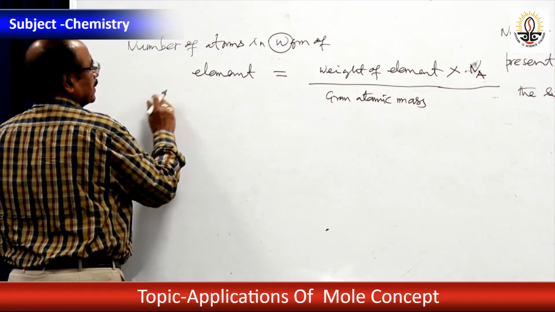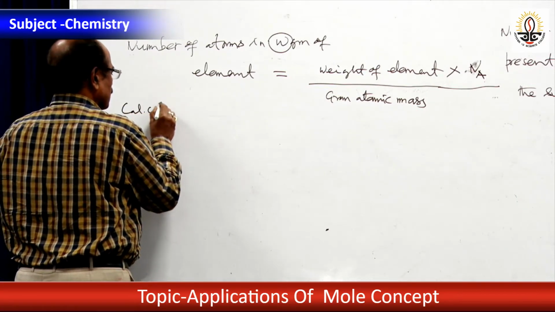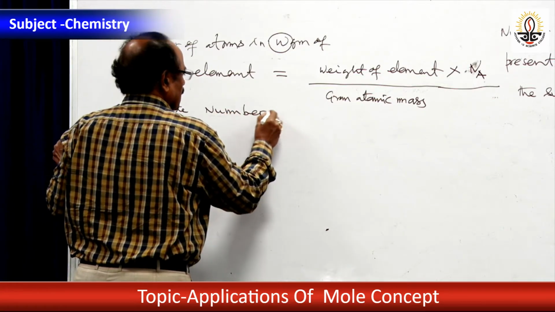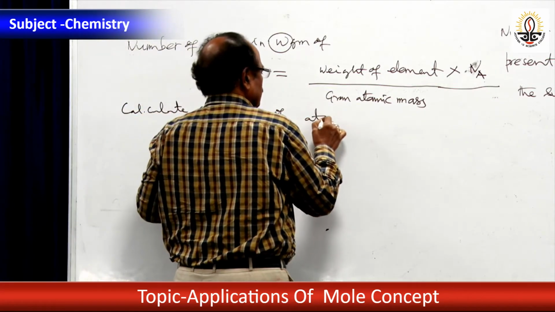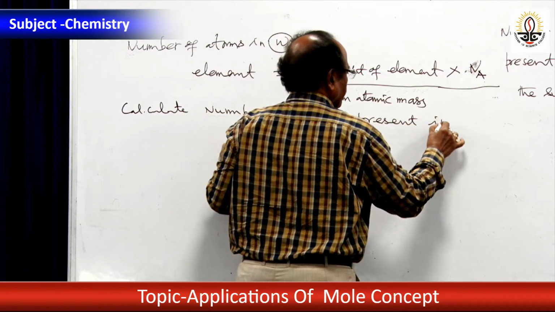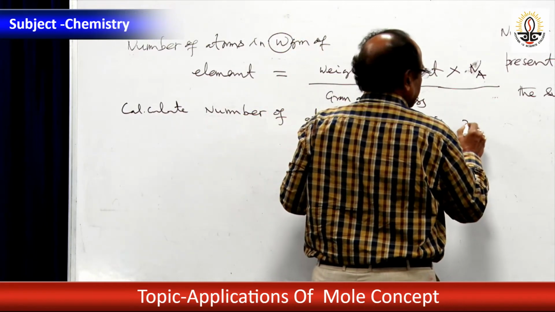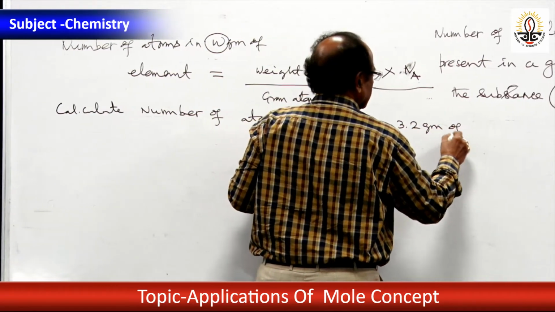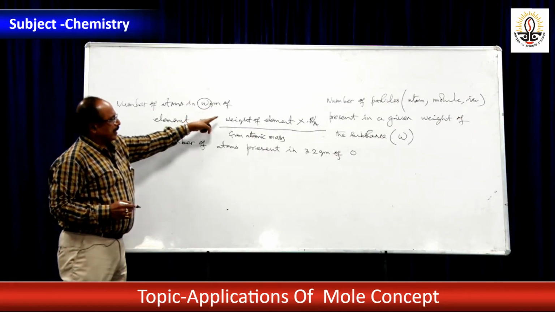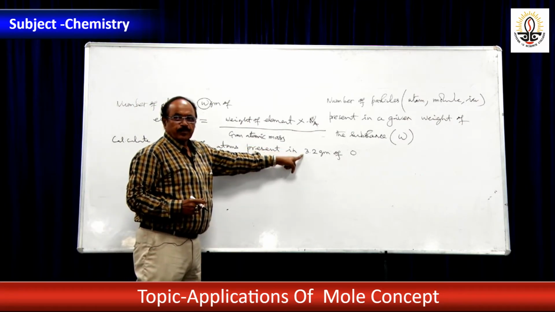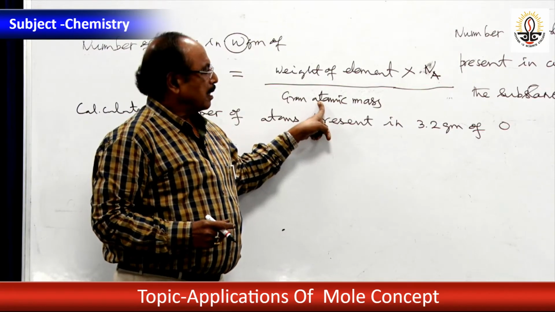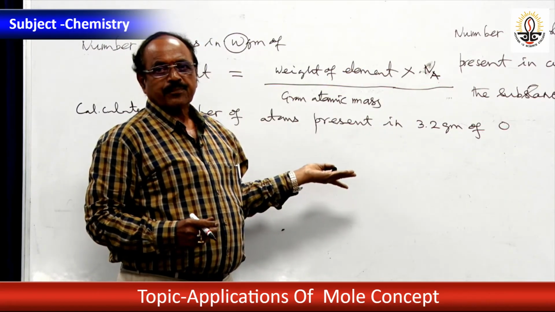For example, he is asking you to calculate the number of atoms present in 3.2 grams of oxygen. The question comes to us. So, the weight of the element is how much now? 3.2. Gram atomic mass of the element is how much? 16, and into Avogadro number will give us this.